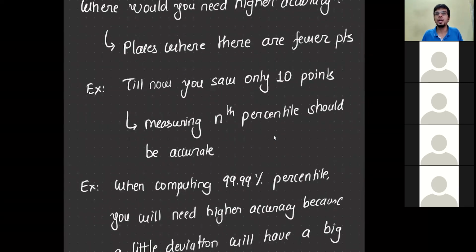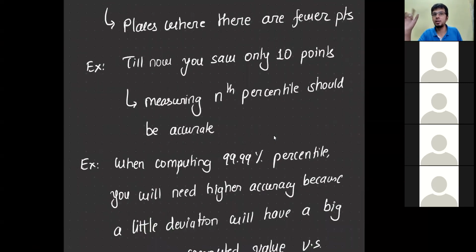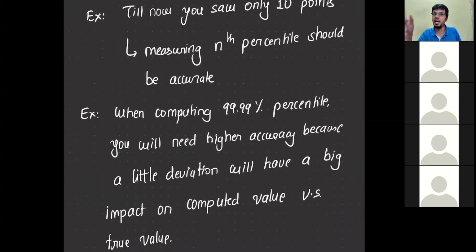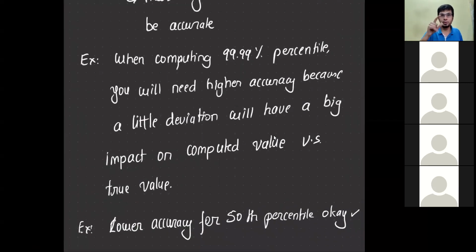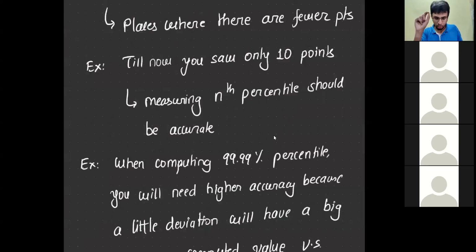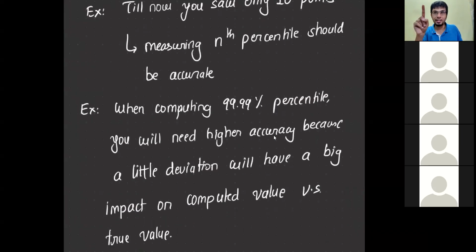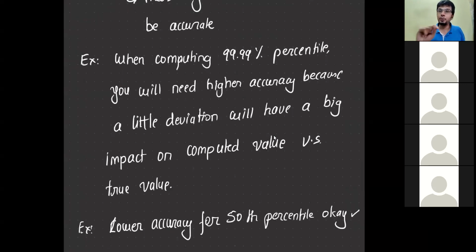So for example, till now we saw only 10 points. Measuring the nth percentile should be accurate. But when computing, now this is another use case. Typically we say when we have too many points, then you do this. But here we are talking about percentile. When we have too few points, we need higher accuracy. And when you're computing a higher percentile, we also need very high accuracy.